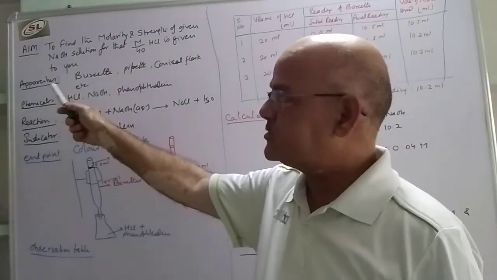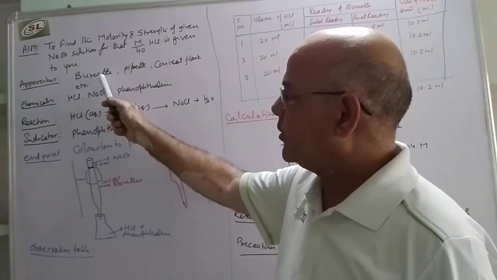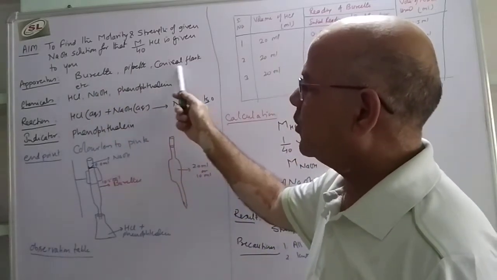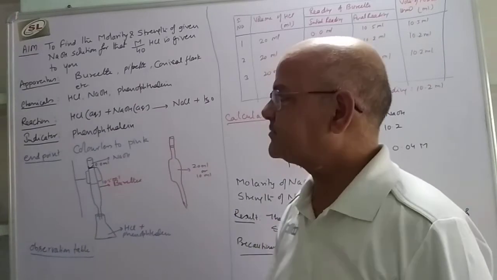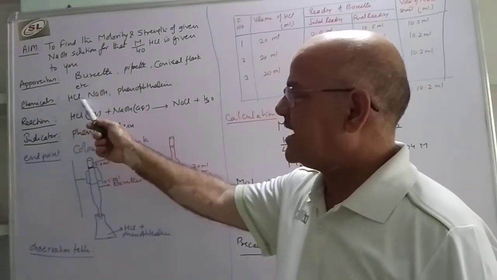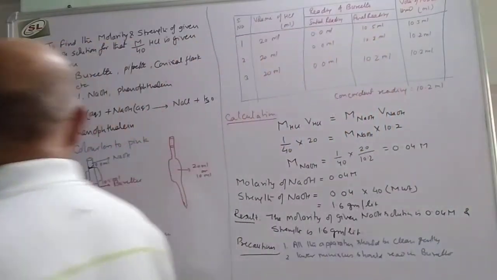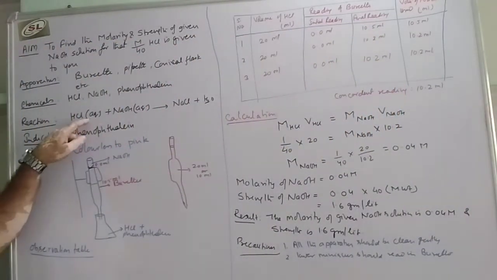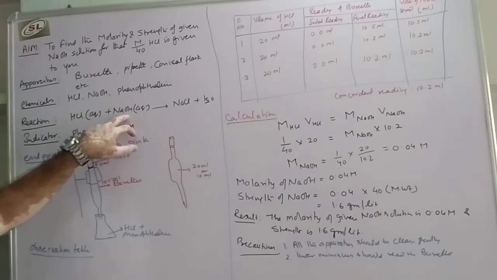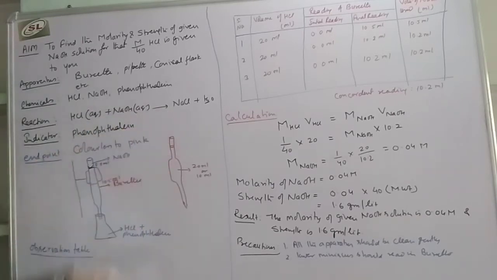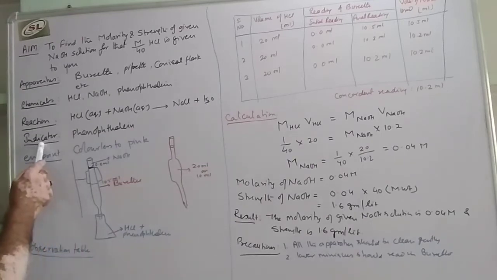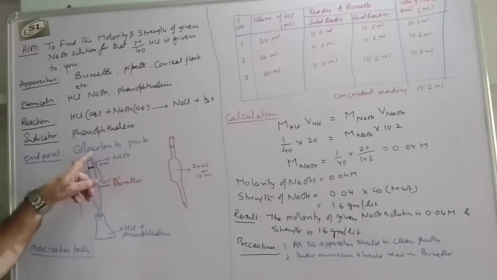What apparatus will we use in this practical? Burette, pipette, conical flask, etc. Chemicals used will be HCl, NaOH and phenolphthalein. What reaction will take place? Aqueous HCl will react with aqueous NaOH. After the neutralization, NaCl and water will form. Here the indicator is phenolphthalein and the endpoint is colorless to pink.